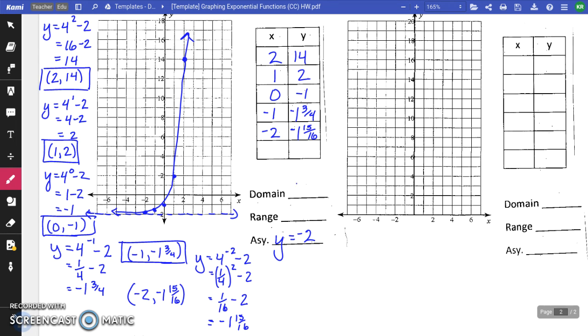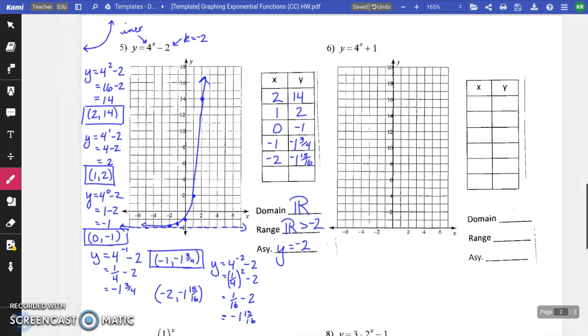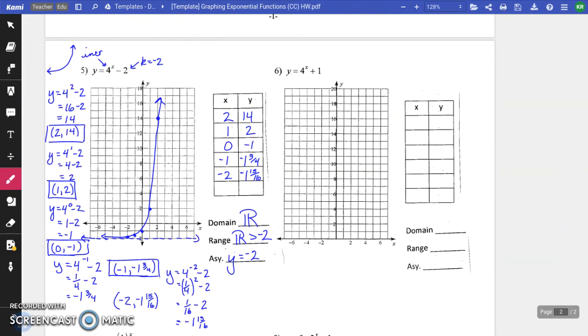Okay, so again, domain's going to be all real numbers no matter what. For every one of these graphs, domain is all real numbers. Range, look at where your asymptote is. It's -2, so it's going to be real numbers greater than -2, because there's your fence that you can't cross. Okay, so this one was an increasing exponential. The one we did previously was a decreasing.